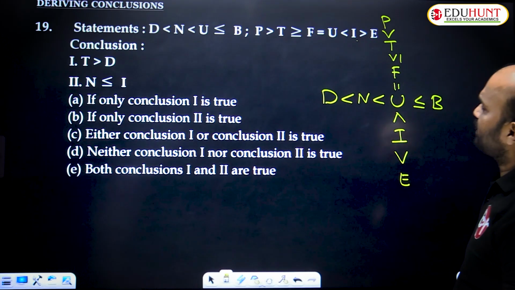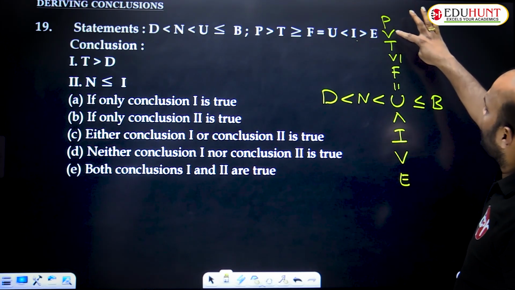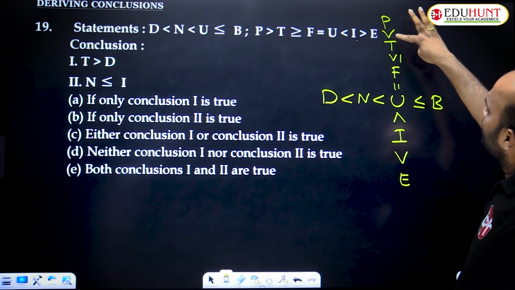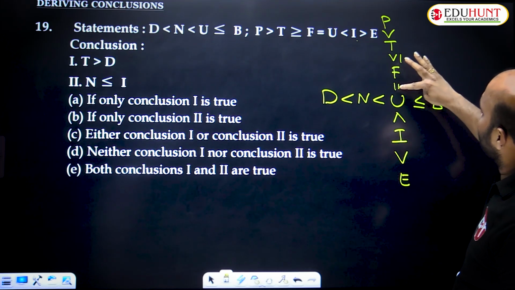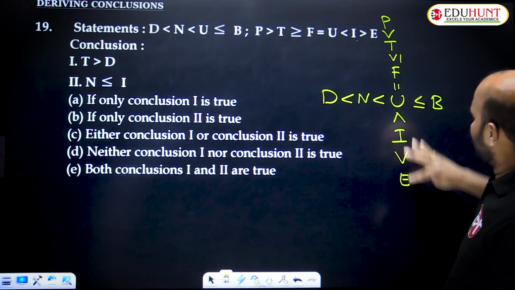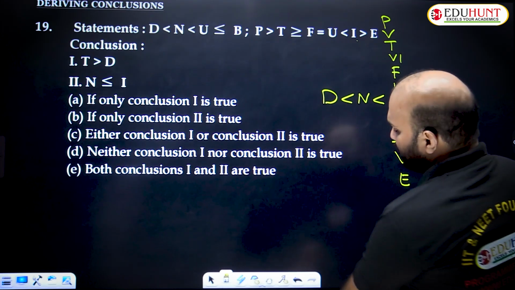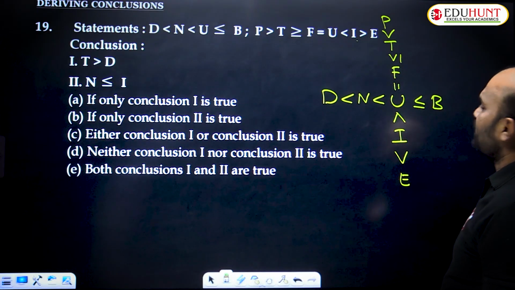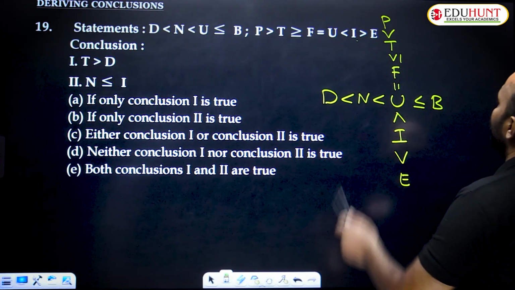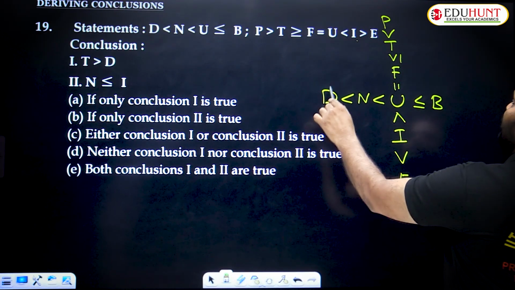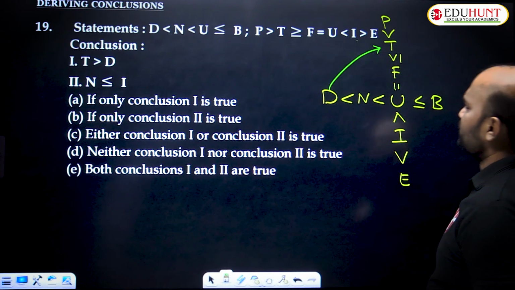This is a merging statement. P is greater than T, greater part appears towards P. T is greater than or equal to F, F equals U, U is less than I, I is greater than E. So first conclusion, T to D, T is greater than D. Does it follow or not? T to D, according to order, D to T applies first.